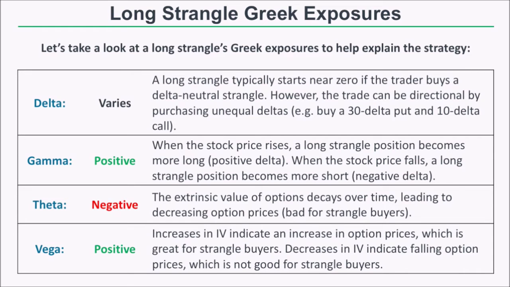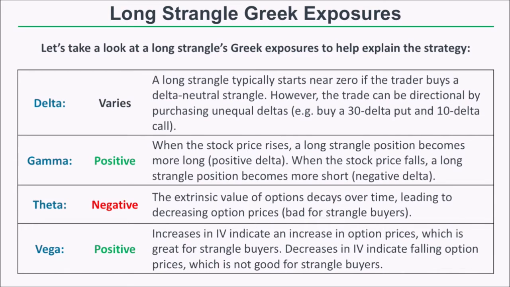So for example, if you buy a 30 delta put and a 10 delta call, you'll have a slight bearish bias because that put delta is larger than your call delta. Now in regards to gamma, a long strangle has positive gamma, and that means that when the stock price rises, the long strangle position becomes more long because its delta will grow positive, and when the stock price falls, a long strangle position becomes more short because its delta will grow negative.